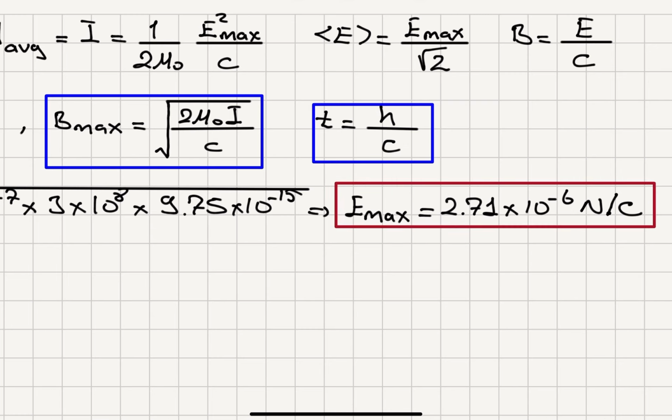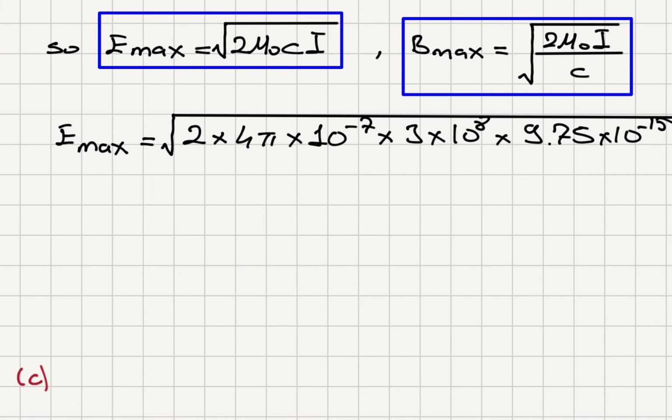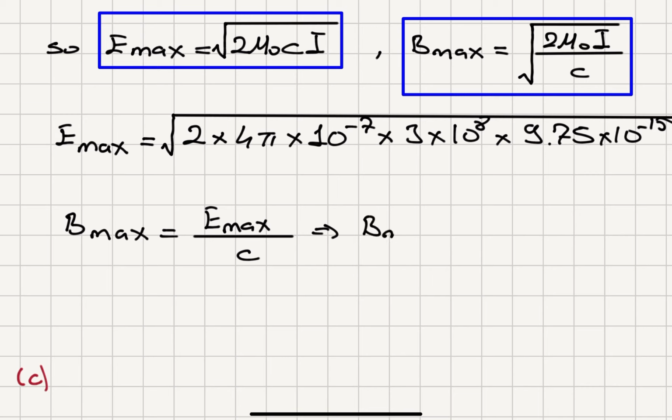And now we can calculate the magnetic field. B max is simply E max divided by c. So this gives us a maximum magnetic field magnitude of 9.03 times 10 to the minus 15 tesla.